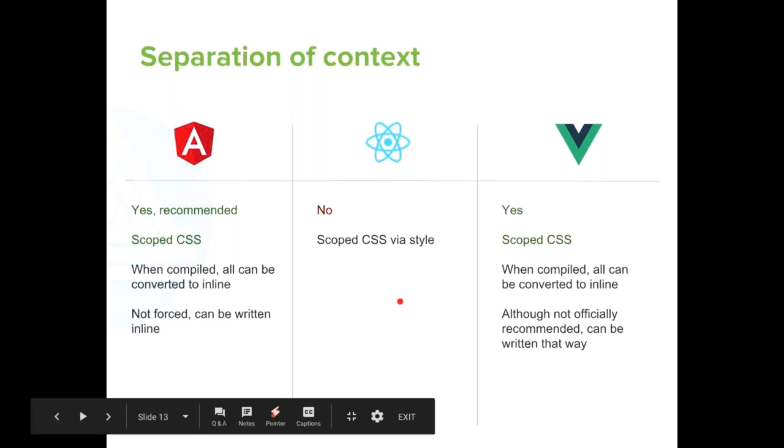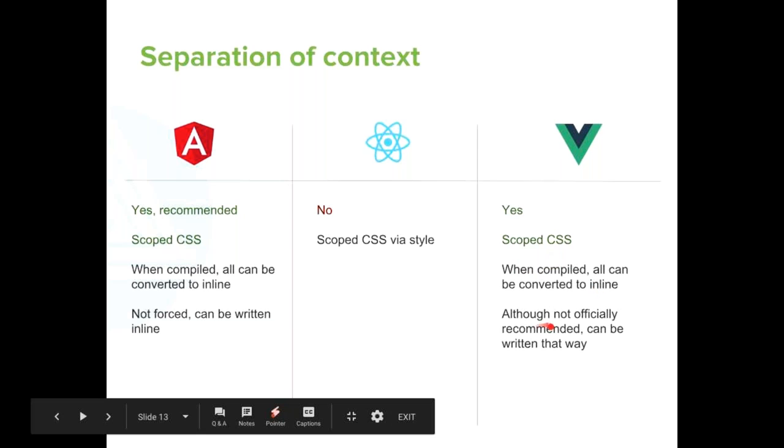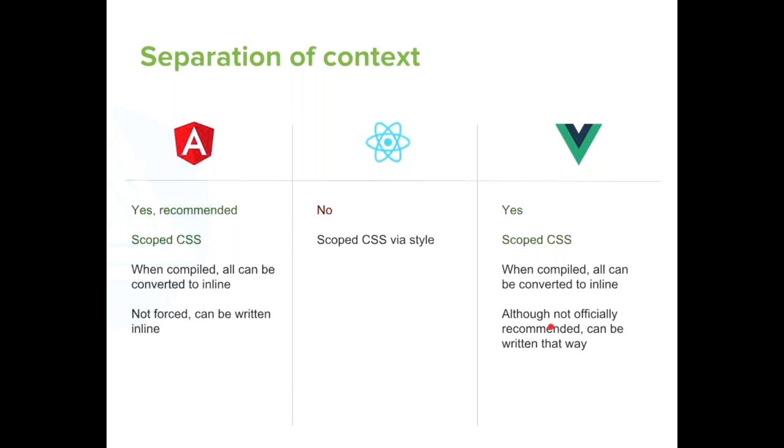With React, you don't really get any separation of context. And the scoped CSS is really with the style attribute. That's not really scoped CSS, but it kind of works like it. With Vue, you do have a separation of context. Also, the scoped CSS with the attribute that I was showing you is also converted to inline when you compile it. But in case of Vue, it's different from Angular. By default, they recommend to write everything in one file, but you do have the possibility to divide it into different files.